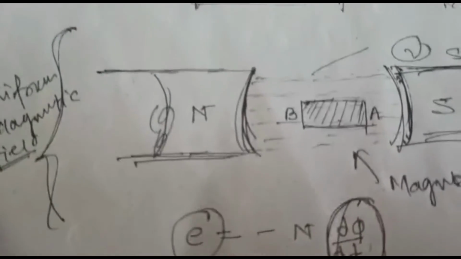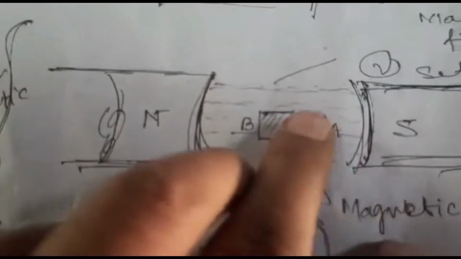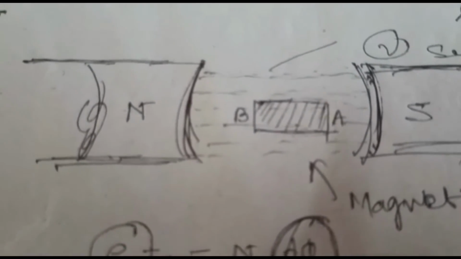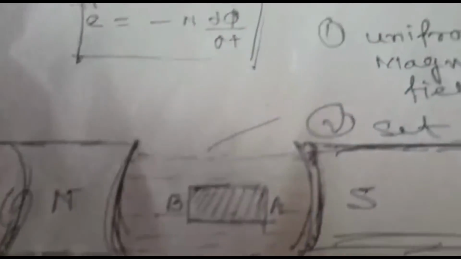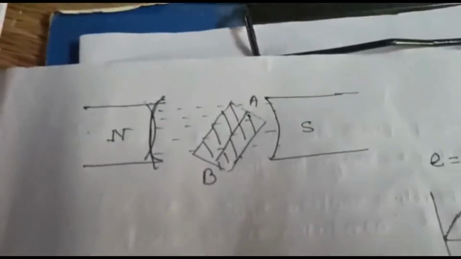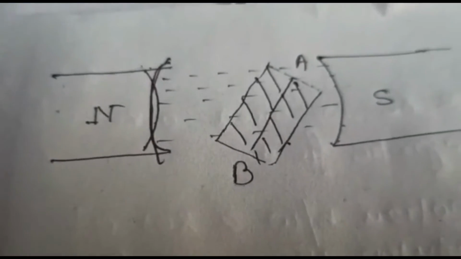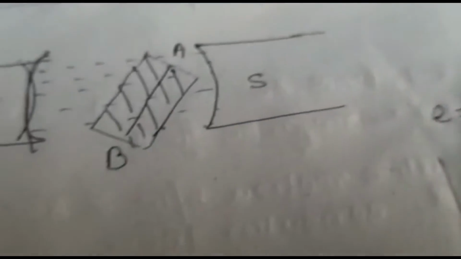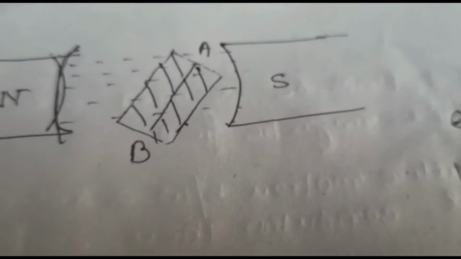Suppose this is the first position, where the conductor remains in rest position, so no EMF is produced. Now another position is here. This conductor is tried to move. The conductor is rotated, but the magnetic field is fixed, the magnetic flux is fixed. Now the next position, position 2, is where the conductor is rotated.